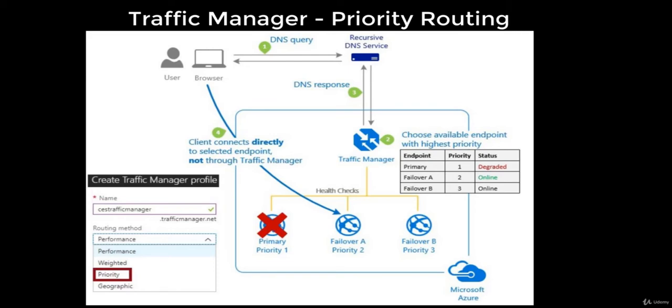Just to summarize, priority routing means that if you're looking for a failover design in your web application routing of traffic, then that's when you will use priority routing. 100% of the traffic is going to one particular region. Just in case that goes down, the traffic will be redirected to another site in a different region.